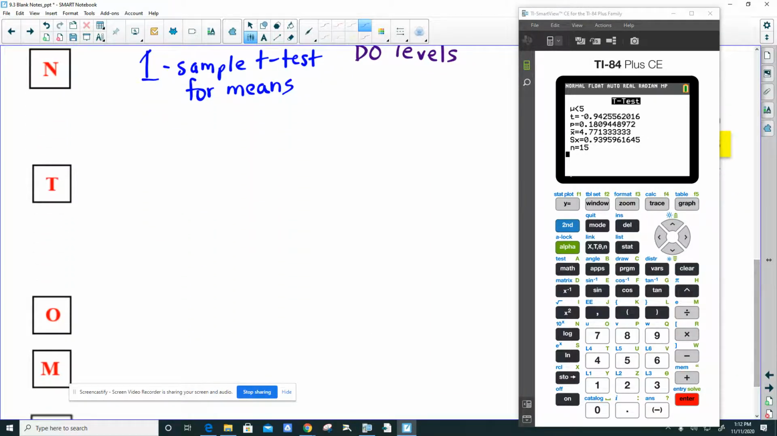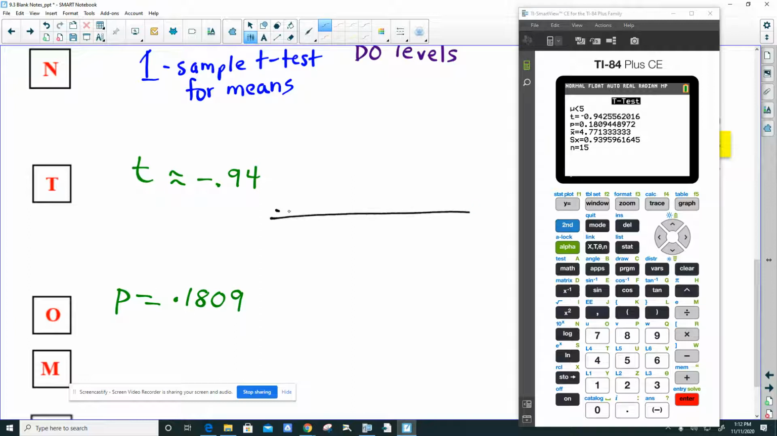We know in the T step, this is where we report what the t-score is, negative 0.94. Okay, in the O step, this is where we report the p-value. It would be excellent added communication if you went ahead and plotted where that t-score is, and since this was a less than problem, you shaded to the left of that.